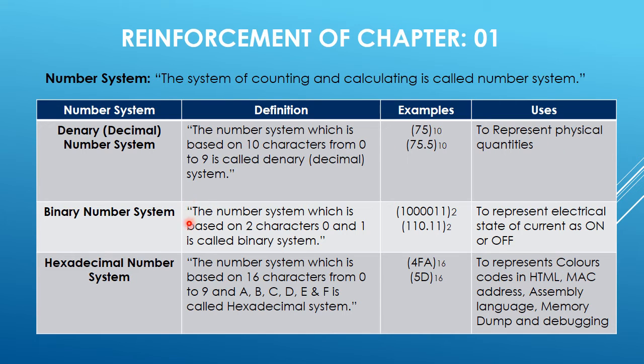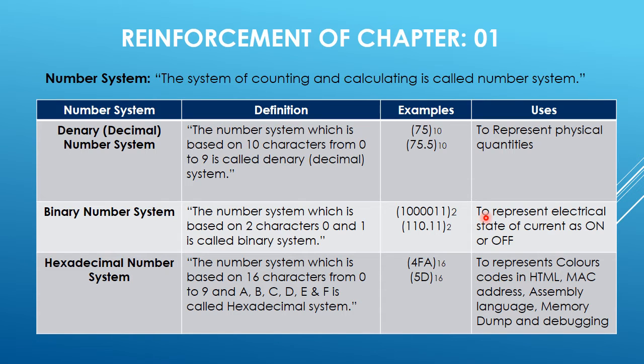The number system, which is based on 2 characters, 0 and 1, is called the binary number system. For example, 1000011 with base 2 is a binary number, or 110.11 with base 2 is also a binary number. So any number with a combination of zeros and ones with base 2 is known as a binary number.